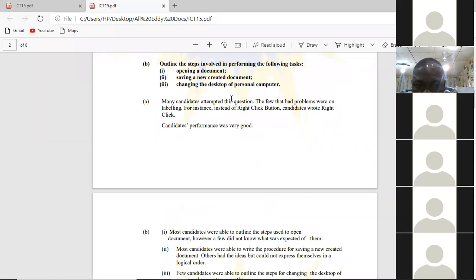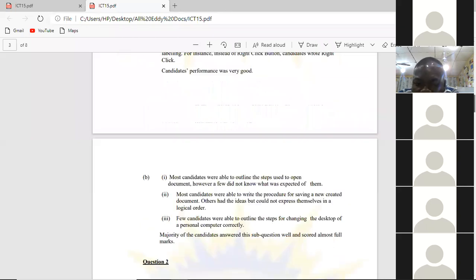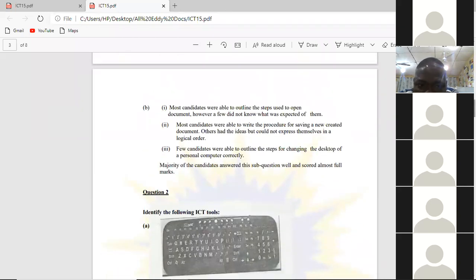Many candidates attempted this question. The few that had problems were on labeling. For instance, instead of right-click button, candidates wrote right-click. Candidate's performance was good. So you see it. Instead of right-click button, they use the click. Okay, let's go on.